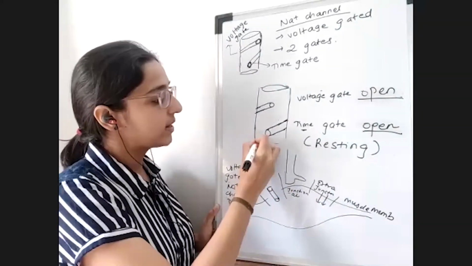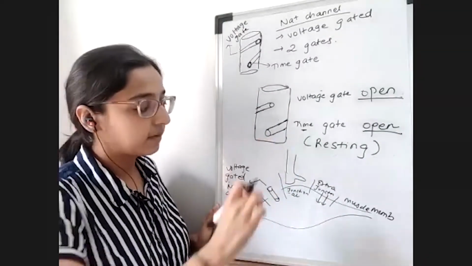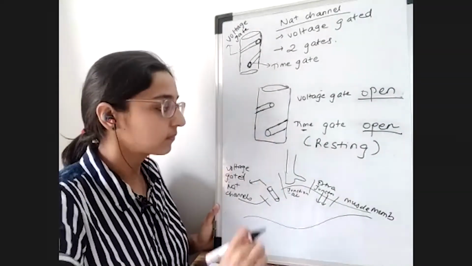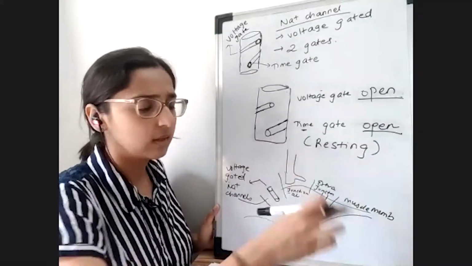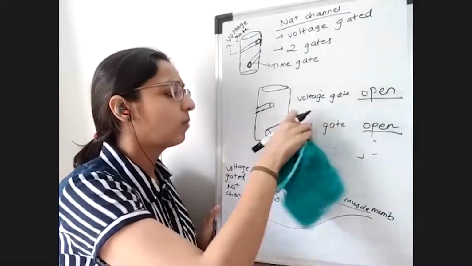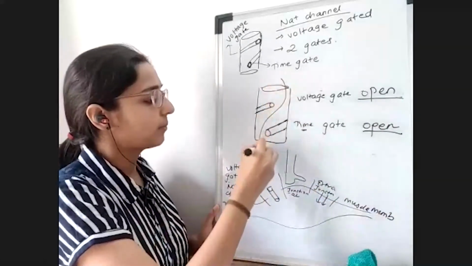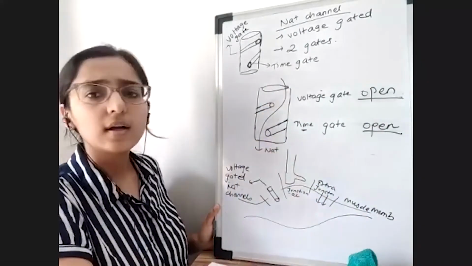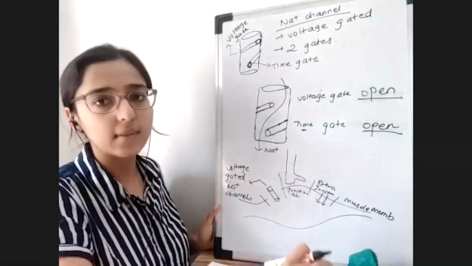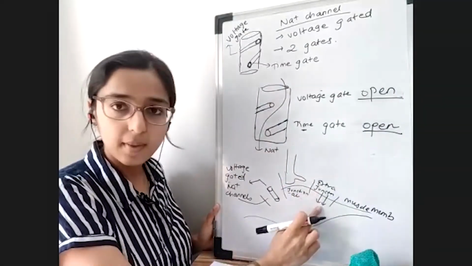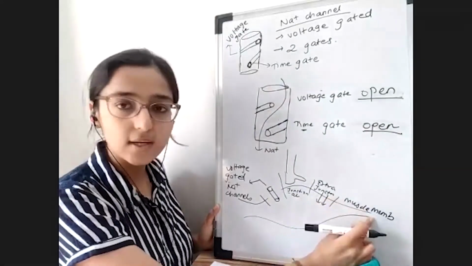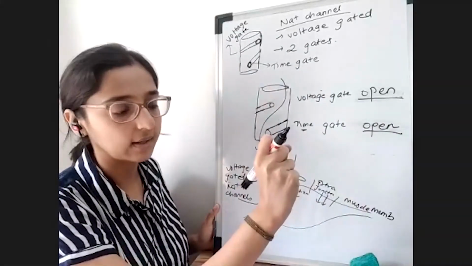Initially, when the choline has come and attached for the first time, the time gate was already open, as in the resting phase. Now it's also open, allowing the sodium to come in normally, like we saw with acetylcholine. Sodium came in, the extrajunctional membrane got depolarized, the depolarization passed on to the remaining muscle membrane, and the muscle membrane contracted.